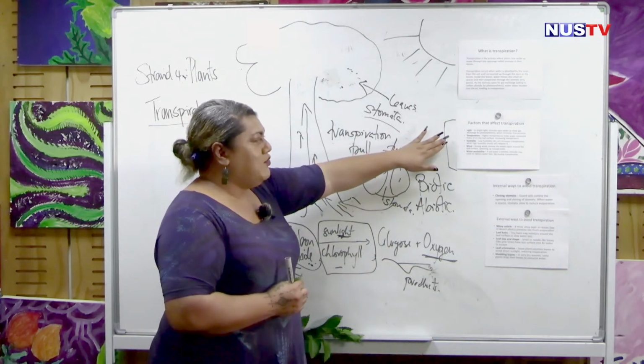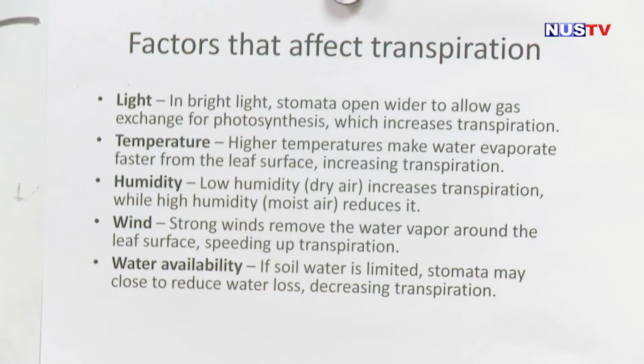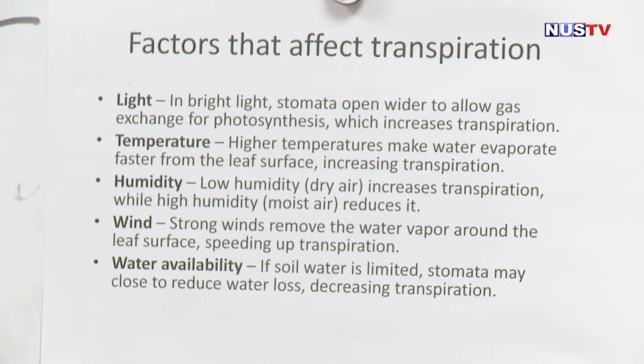Temperature. What do you think happens to the rate of transpiration? Higher temperature makes water evaporate faster from the leaf, increasing transpiration. So if you increase the temperature, you increase the rate of transpiration. Good.